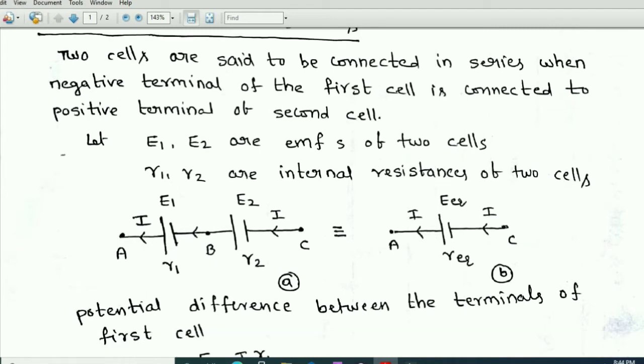Now let us consider two cells of EMFs E1 and E2. E1 and E2 are the EMFs of the two cells, and the internal resistances of the two cells are R1 and R2. R1 and R2 are the internal resistances of the two cells. Now the two cells are connected in series as shown in figure A, between the points A and C.